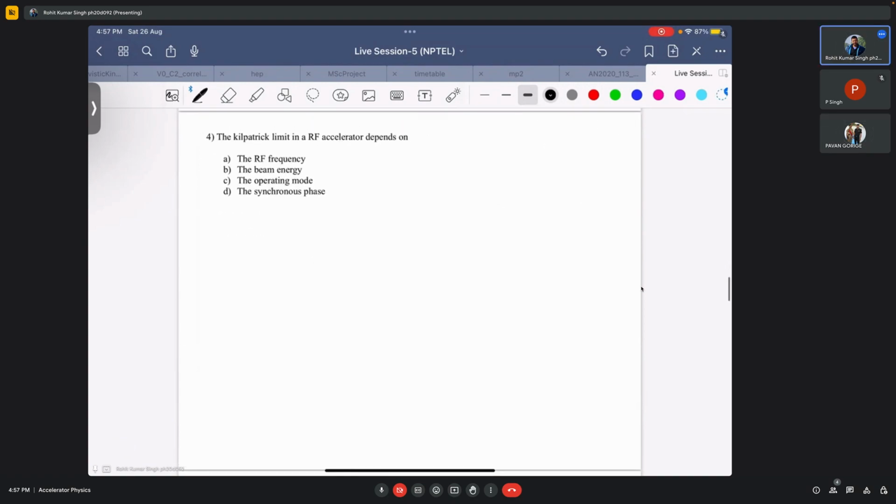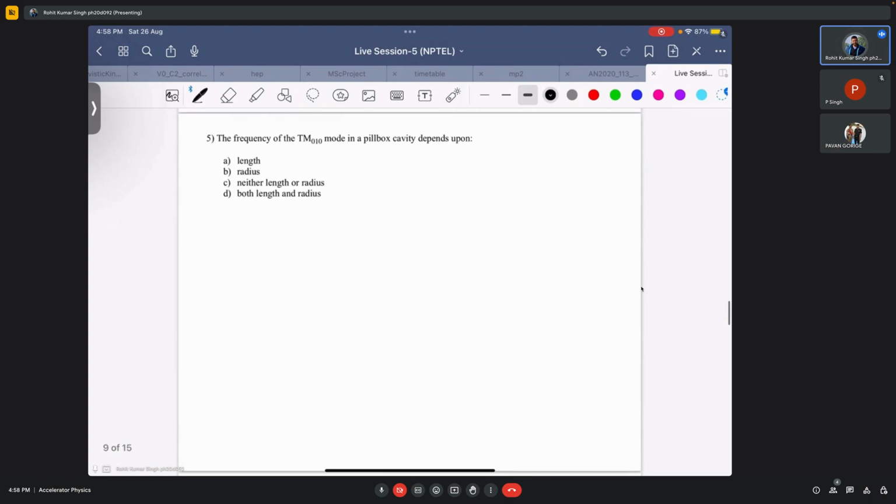Then next problem. Since you have not gone through the lectures, I'll explain a little bit what this Kilpatrick limit is. So what can happen inside a cavity, since you have electromagnetic waves inside the cavity, there can be breakdown, right? I mean, at high frequency there can be breakdown. So the Kilpatrick limit is a limit on the frequency after which there is a possibility of breakdown. Since I already answered it, it depends on the RF frequency that you are providing to the cavity. Again, in the lectures there is detailed discussion.